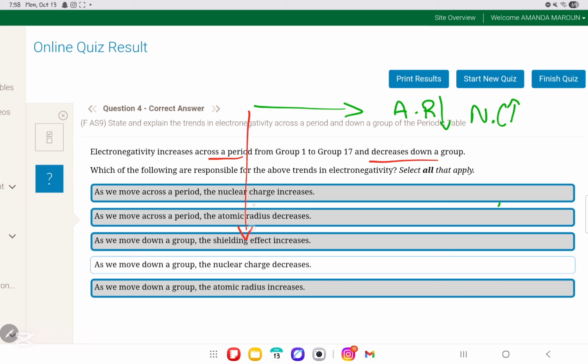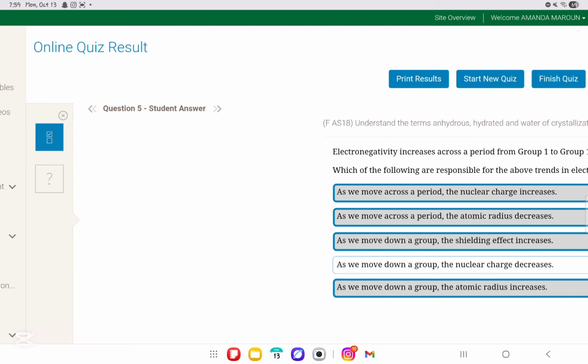Whereas if we go down a group, atomic radius increases. Why exactly is that? Because although the nuclear charge increases as we go down a group, the shielding effect and the energy level both increase. So these are the reasons that as we move across a period, electronegativity increases, and down a group it decreases. So across a period, nuclear charge increases and atomic radius decreases. Down a group, shielding effect increases and atomic radius increases. We move on to question number 5.